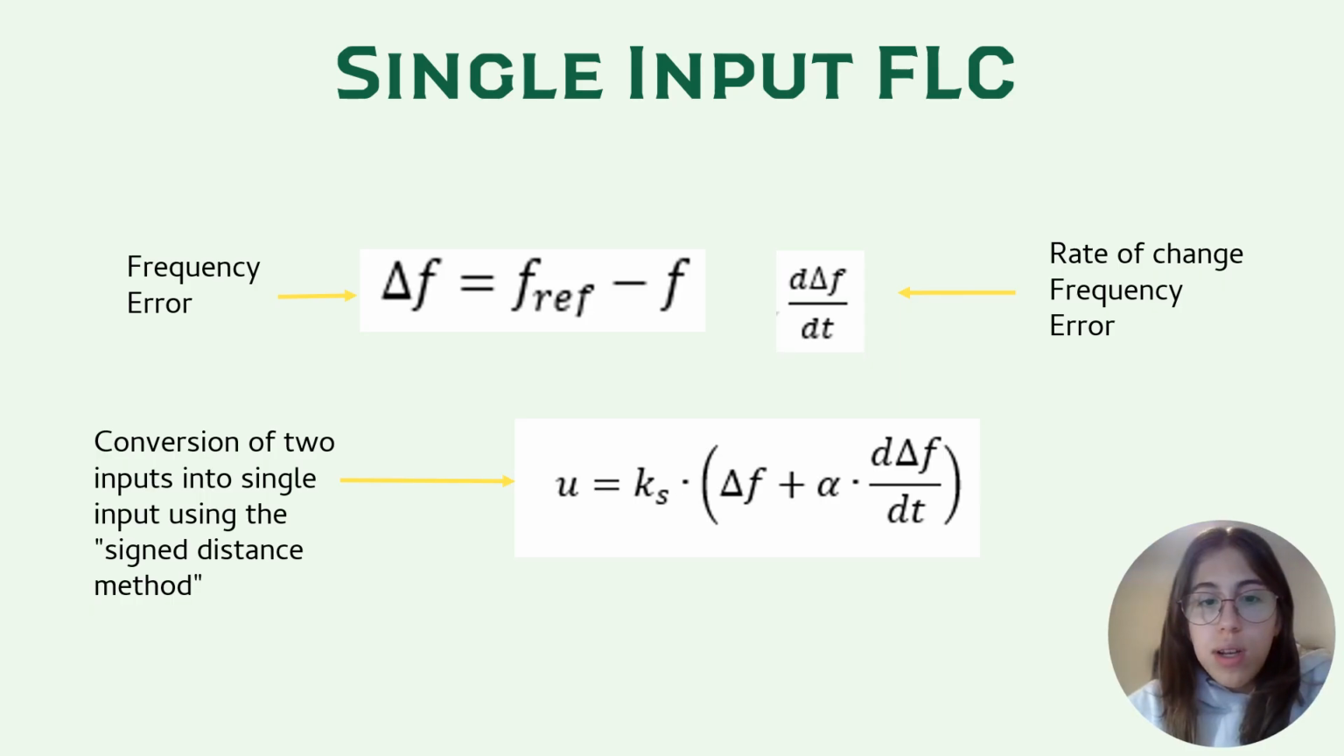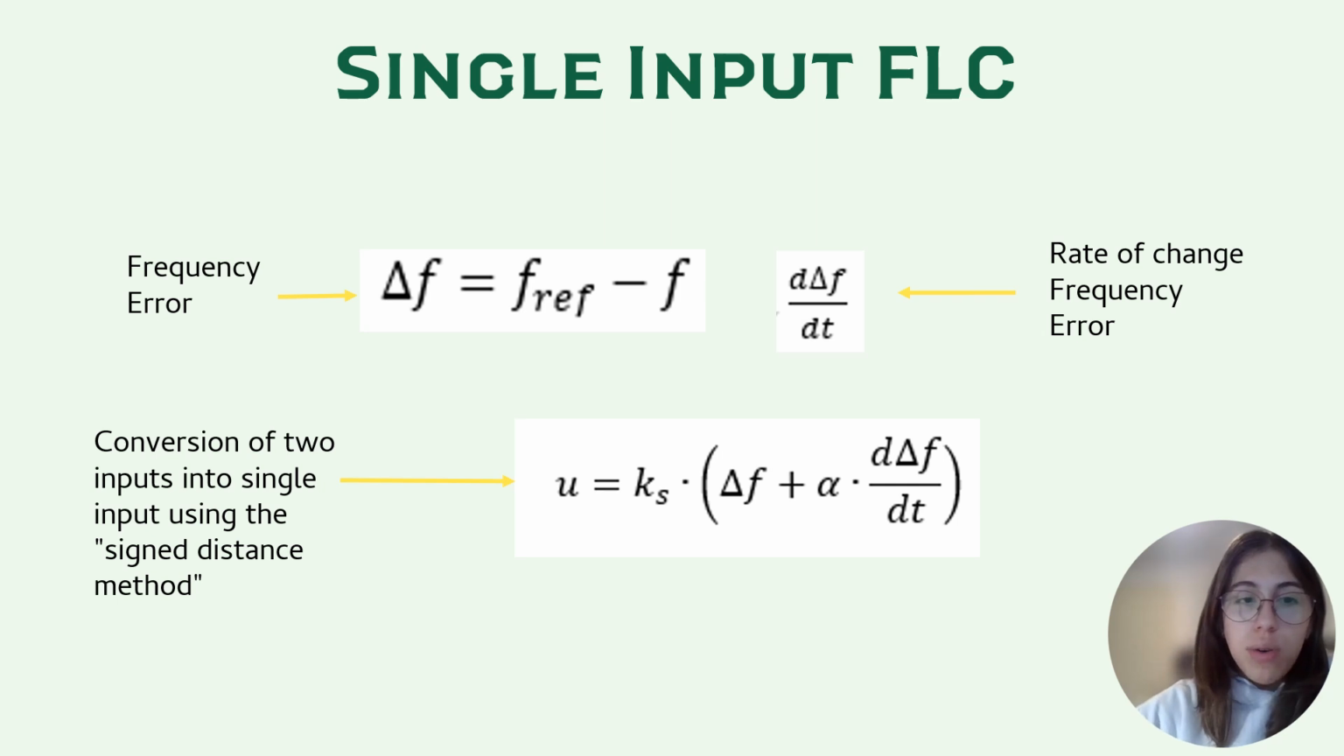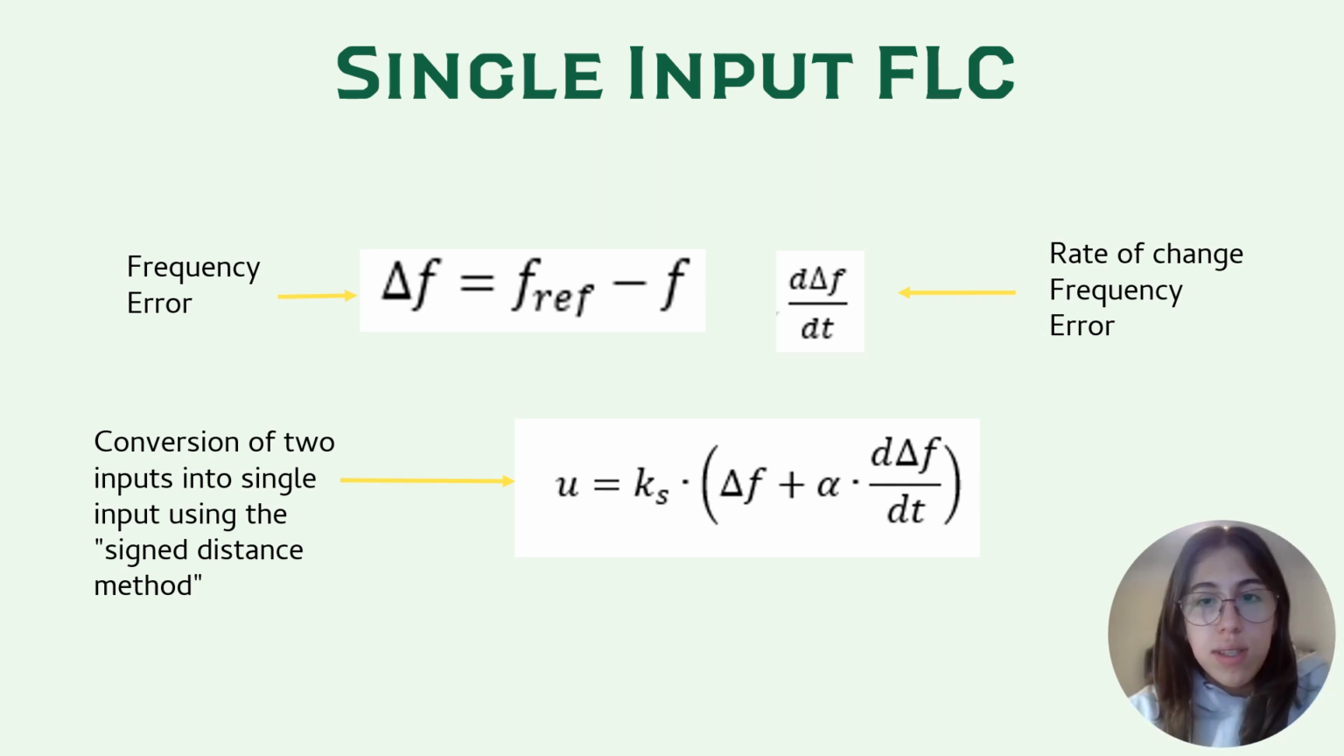Now, a bit more into fuzzy inference. Fuzzy inference is the process where we map the inputs to the outputs using fuzzy logic. In traditional FLC systems, there are two inputs: the frequency error, defined as delta F, which is the reference frequency minus the actual frequency, as well as the rate of change of frequency error.